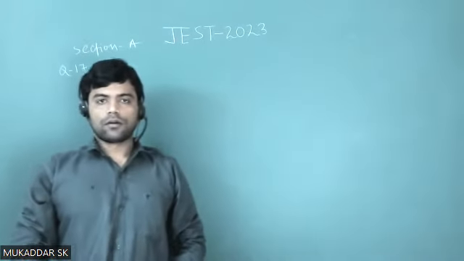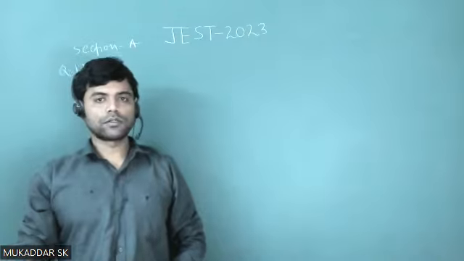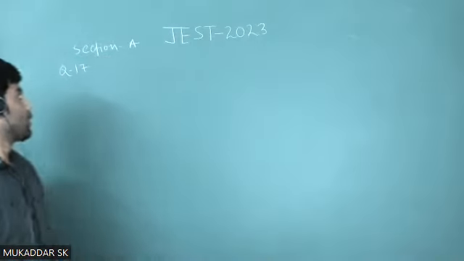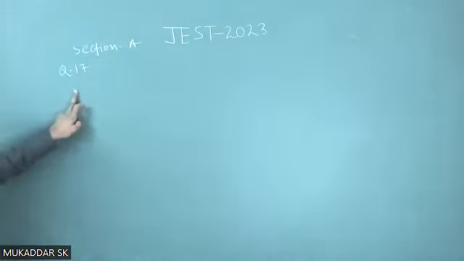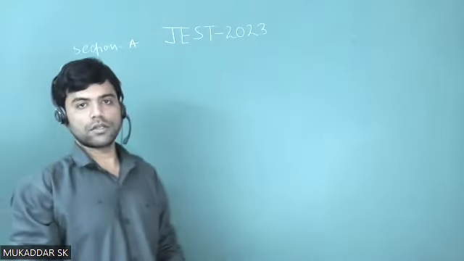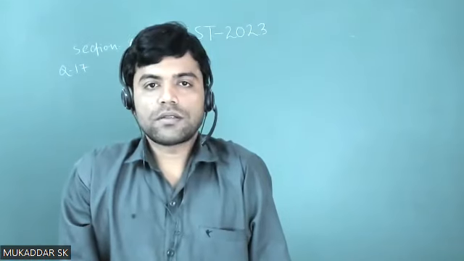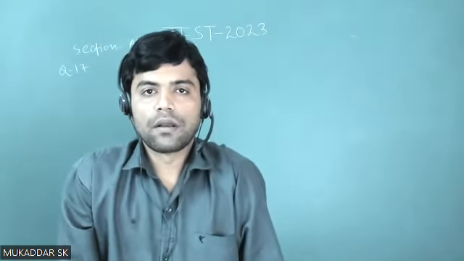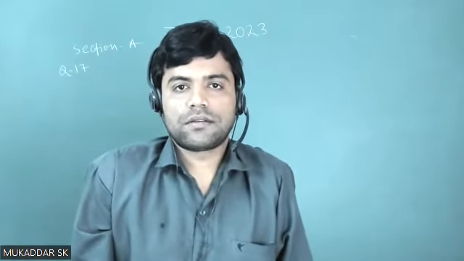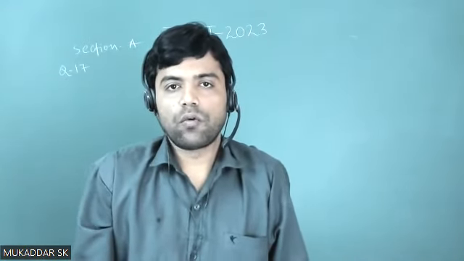Friends, today we are going to solve a beautiful question from JEST 2023, Section A, question number 17, and this is basically from oscillation. It is mentioned in that question that you have two masses, m and 4m. They are subjected to a force F equals minus kx, and they are restricted to move along the x-axis.